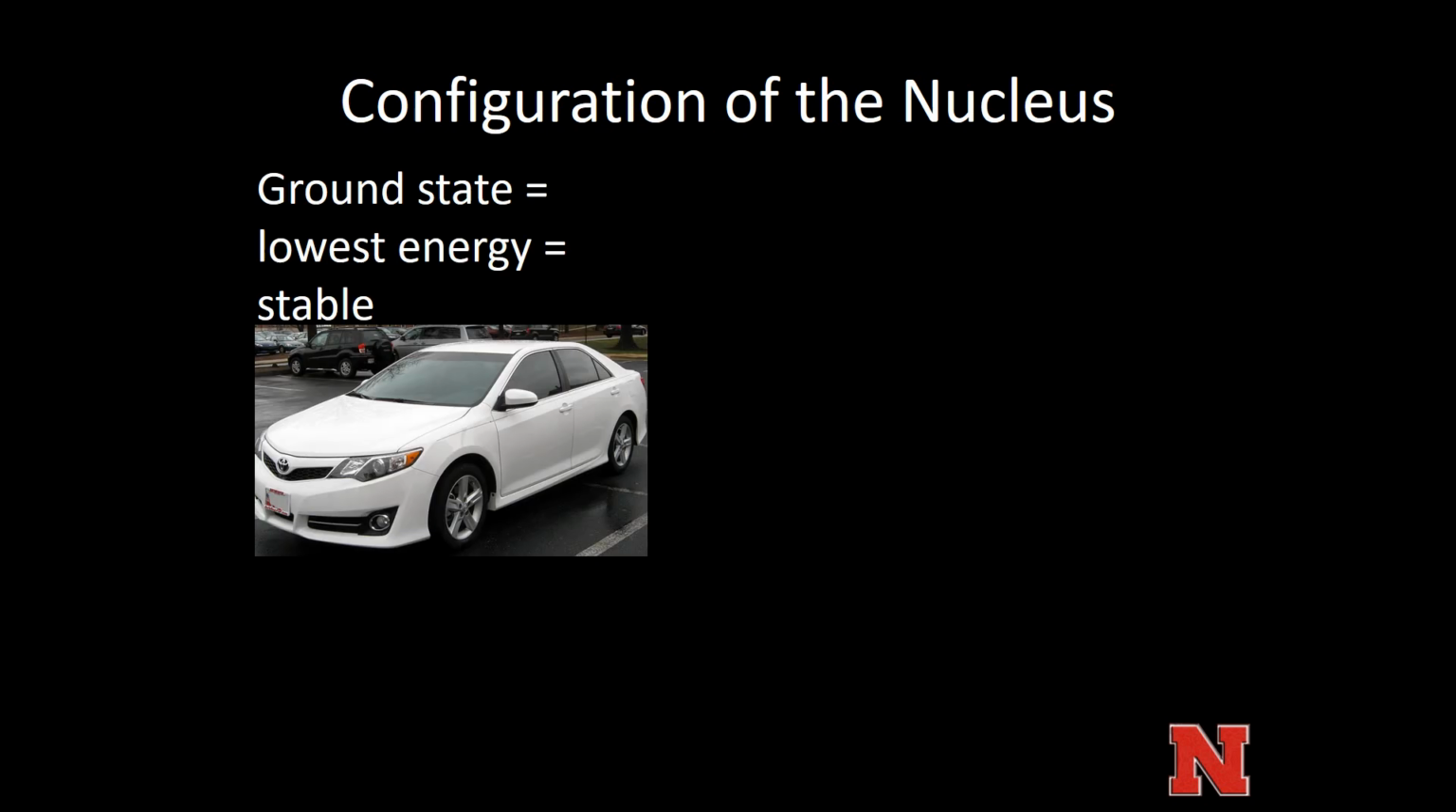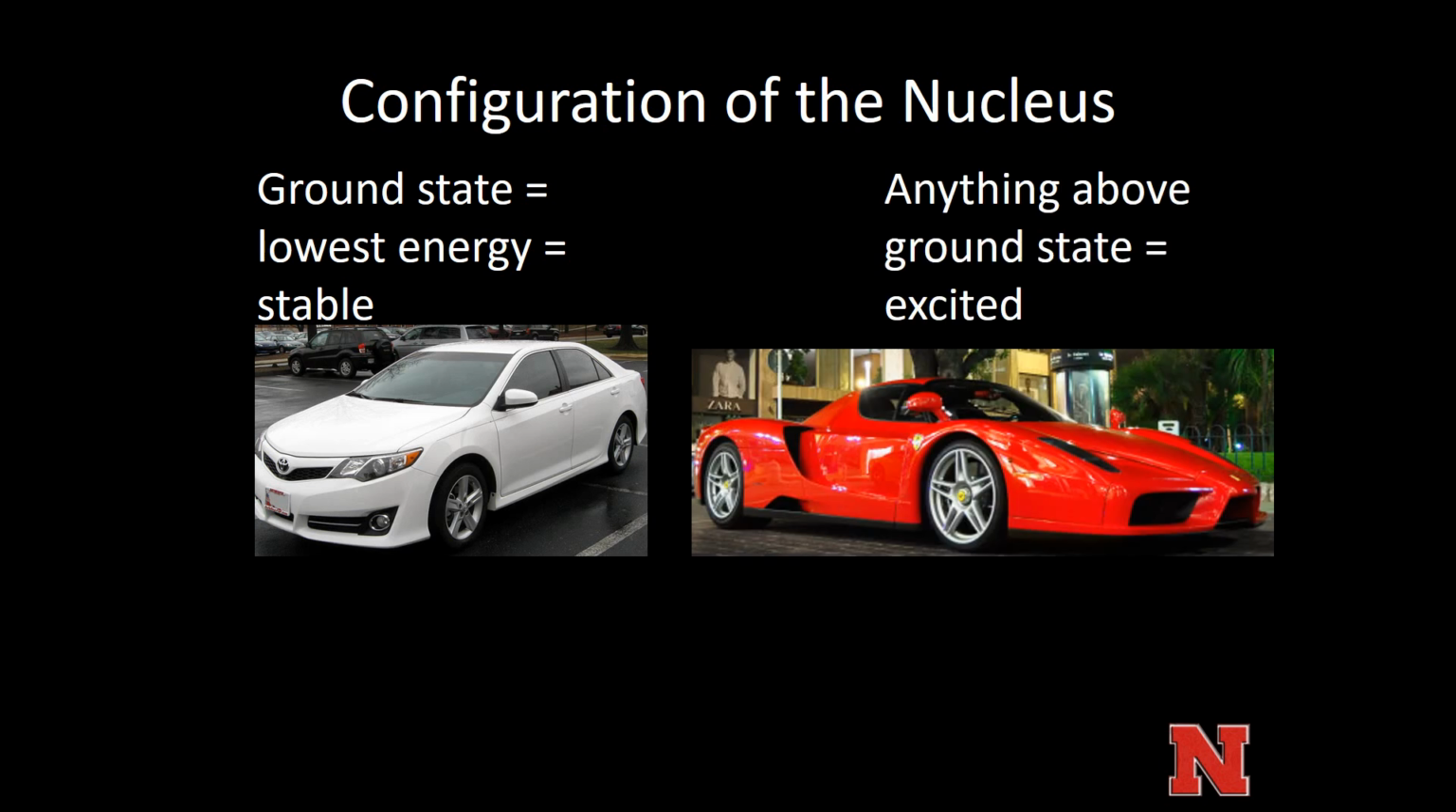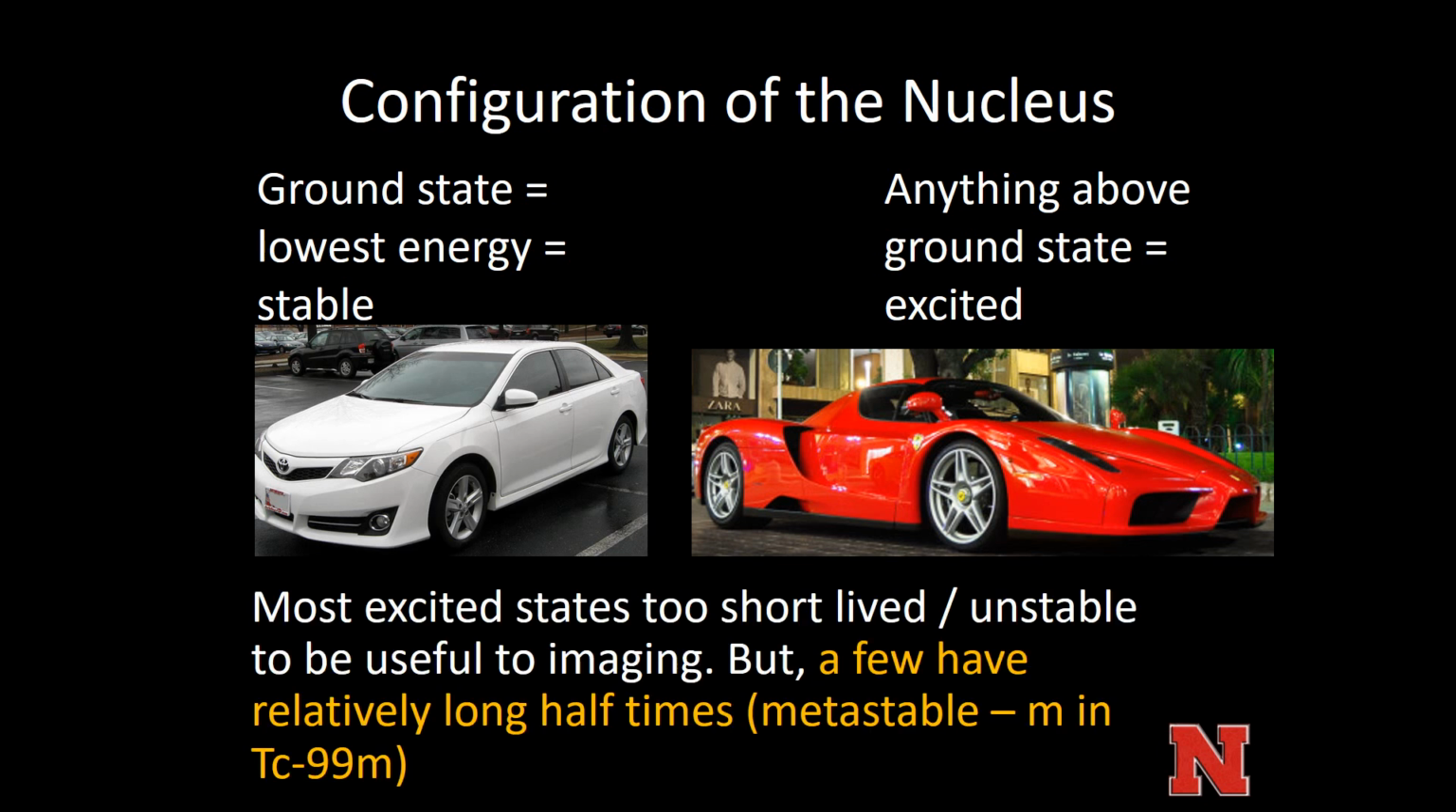The configuration of the nucleus. So the ground state is like the lowest energy, most stable state. It's the Toyota Camry of atomic states, right? Nice and boring toaster car. Anything above the ground state is you get real excited. So if the nucleus is excited, it's kind of like a sports car, like a Lamborghini or a Ferrari or something. Most excited states are too short-lived and unstable to be useful to imaging.